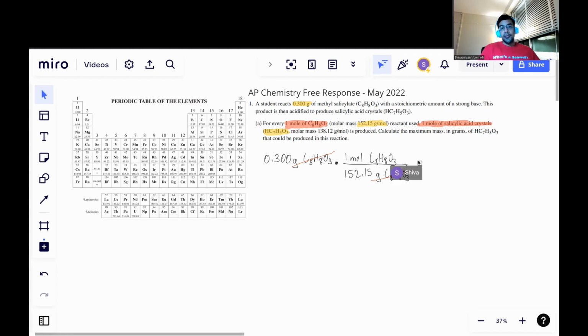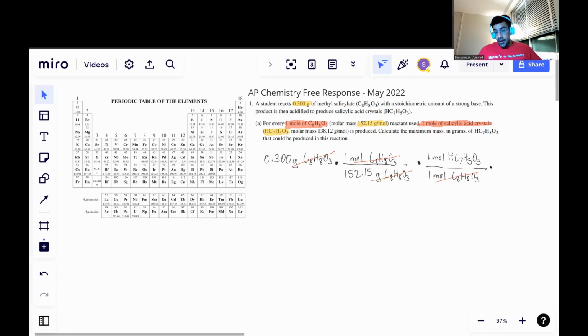Once we do that, the grams of C8H8O3 cancel out, and we're now in the dimension of moles of C8H8O3. We can use the information highlighted in red, which is our mole ratio. For every mole of methyl salicylate we consume, we get 1 mole of salicylic acid. So our mole ratio would be 1 mole of HC7H5O3 divided by 1 mole of C8H8O3. And notice how the moles of C8H8O3 also cancel themselves out. All right, we can keep going.